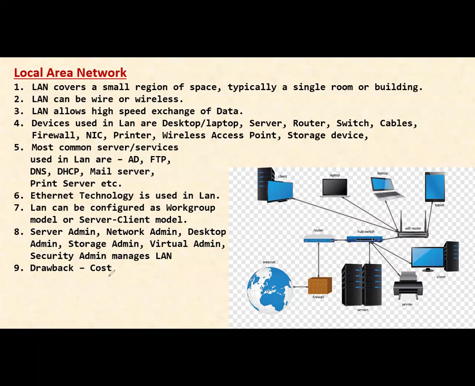Now, one of the drawbacks we have in the local area network is cost. Why is it a drawback? Because to buy the routers, switches, servers, and firewalls, we need to spend a lot of money. Servers will cost you a lot of money. A server can be, let's say, $4,000, $6,000, $7,000, $10,000. It depends on the server configuration. The company needs to spend a lot of money. Because of this cost, the concept of cloud computing became more famous.